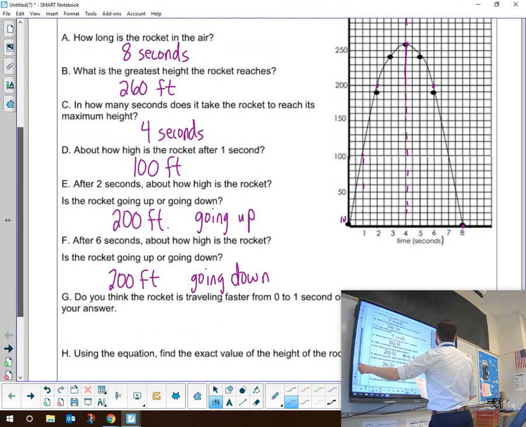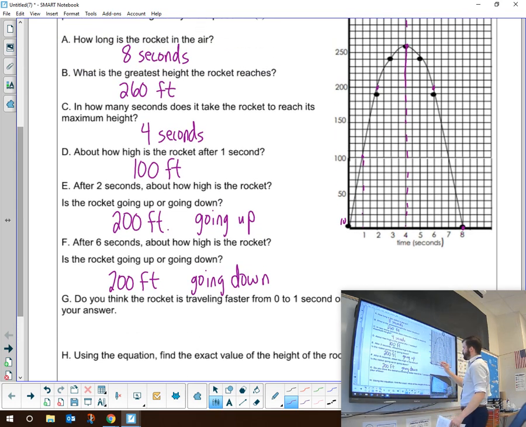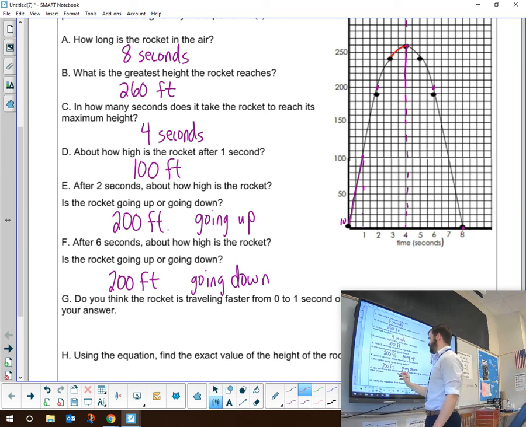Okay, so let's take a look at how far it travels from 0 to 1 second. So from 0 to 1 second, it travels that whole distance. From 3 to 4 seconds, it travels that distance. So obviously, it's going faster from 0 to 1 second.